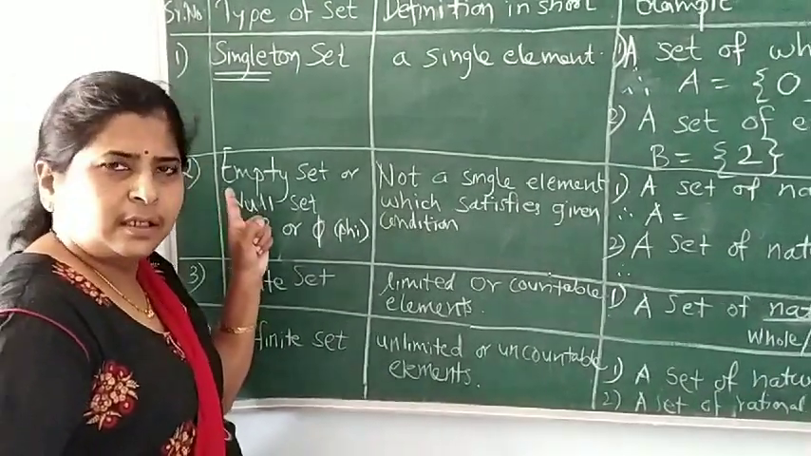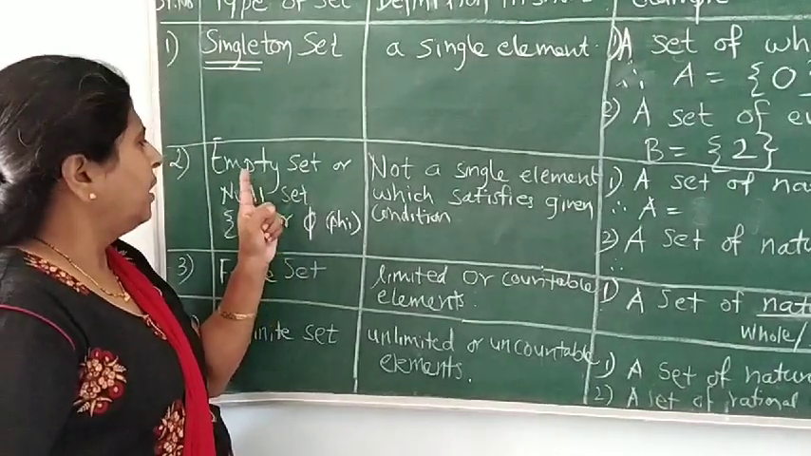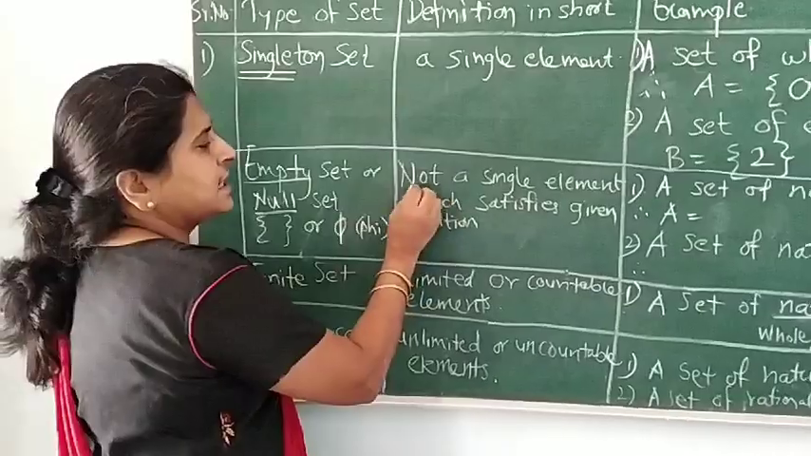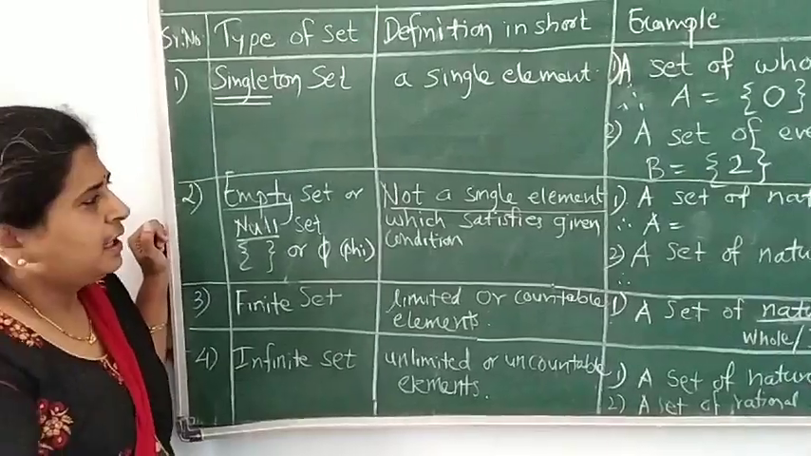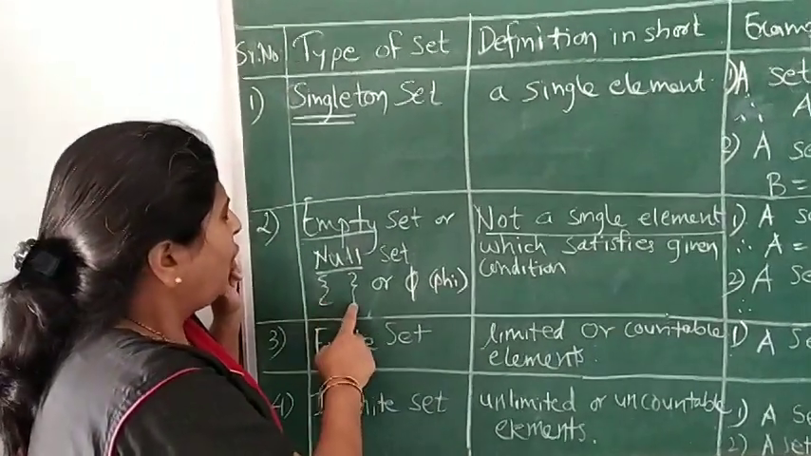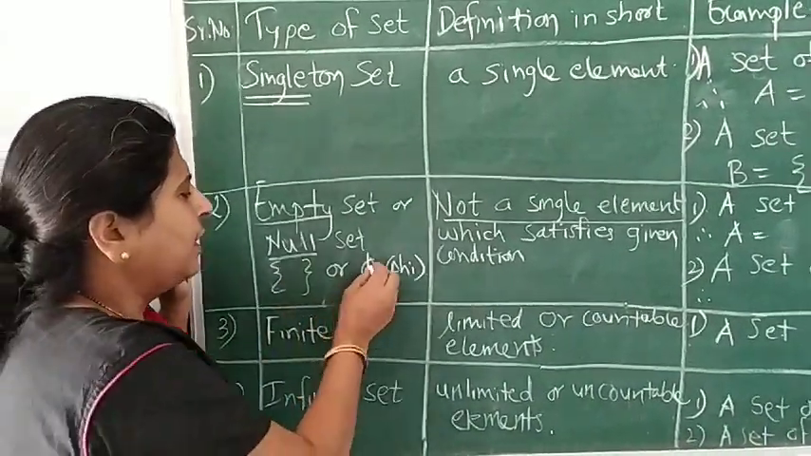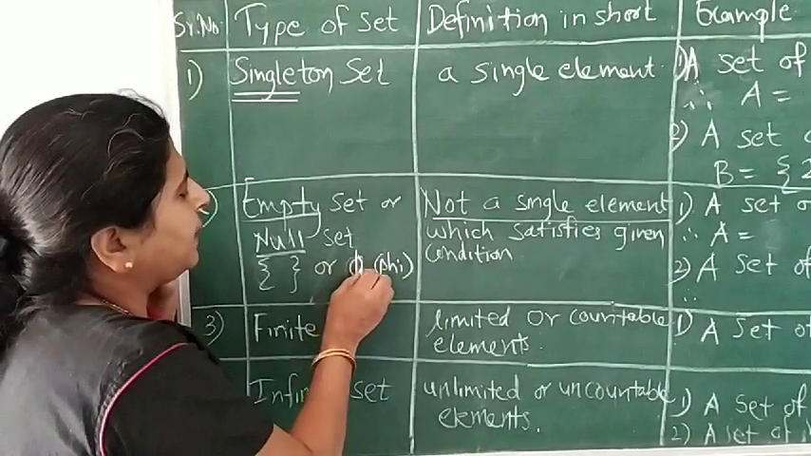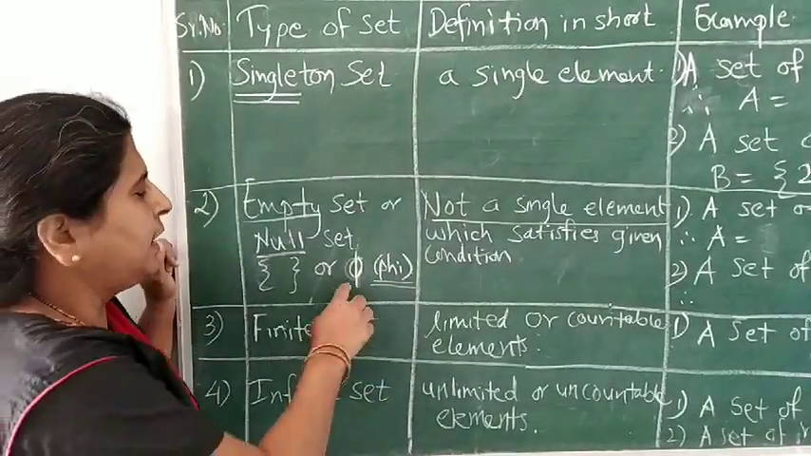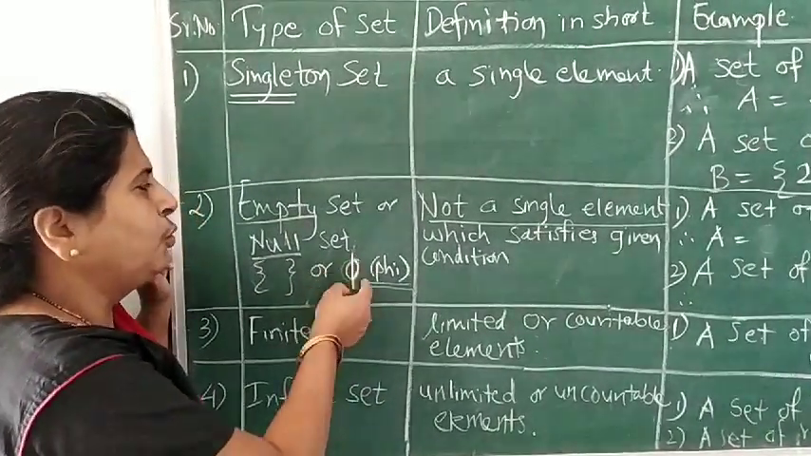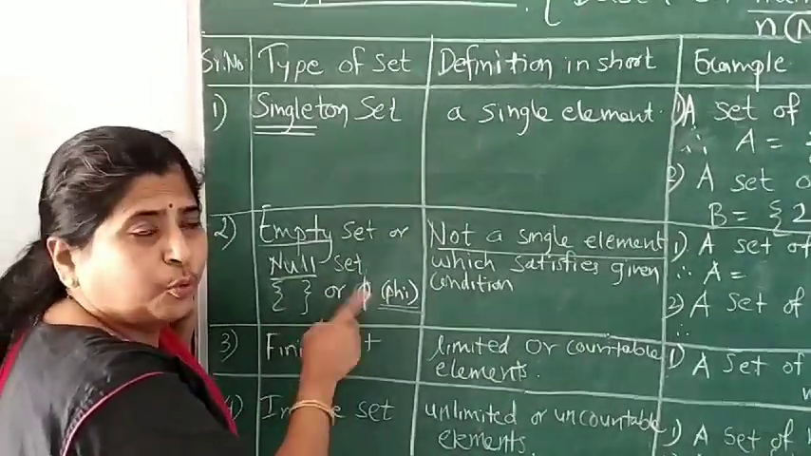Now let's go to the second type. The second type is the empty set or null set. Here again, the word empty or null suggests that it has not a single element which satisfies the given condition. We can write this set using the symbol of only two curly brackets, opening and closing, with nothing in between. Or we can use the symbol phi, drawn by writing an O and then a vertical line. This Greek letter phi is used to show the empty set or null set. Use either this or this, don't use both at a time.